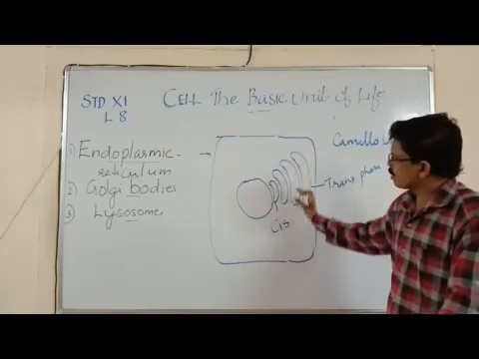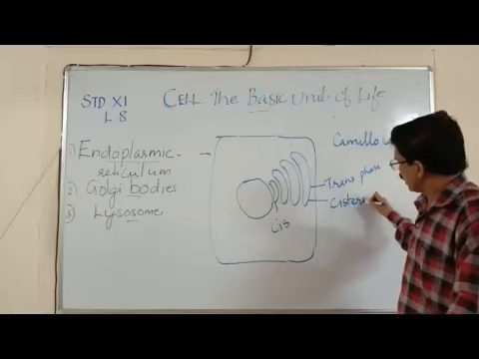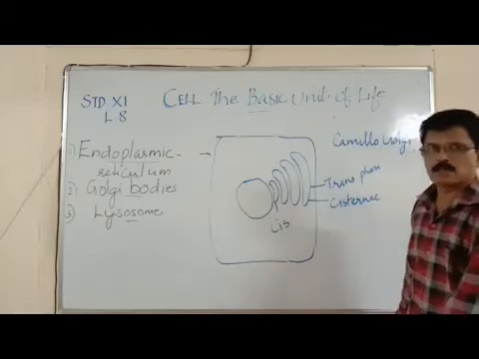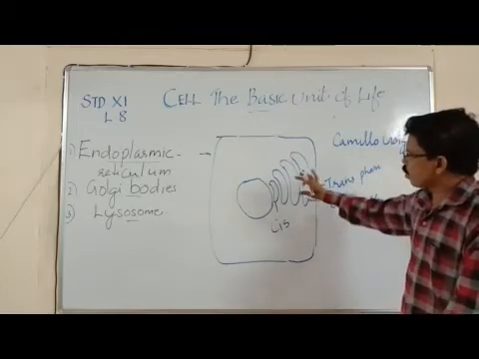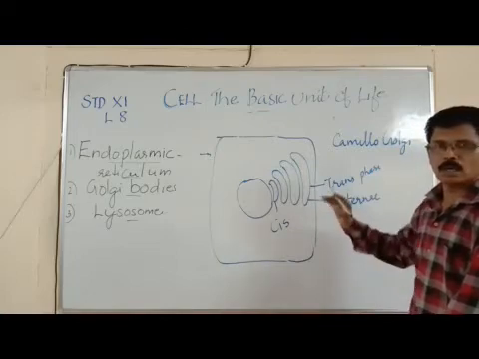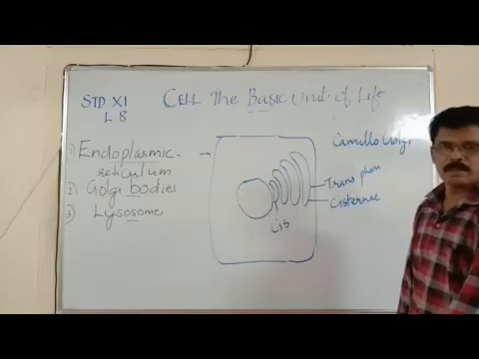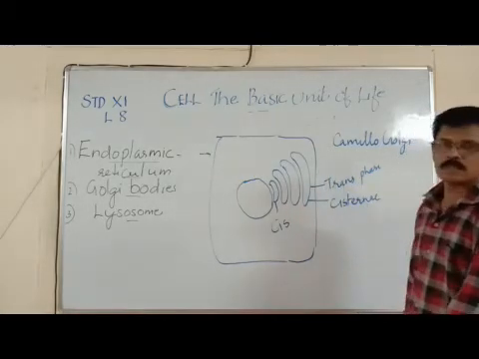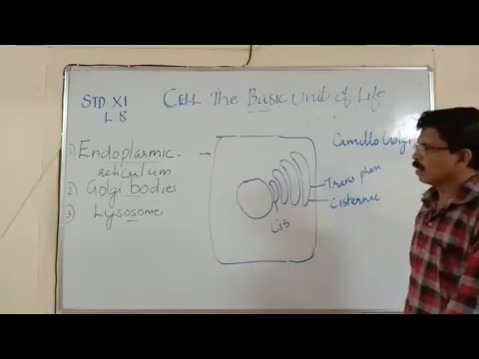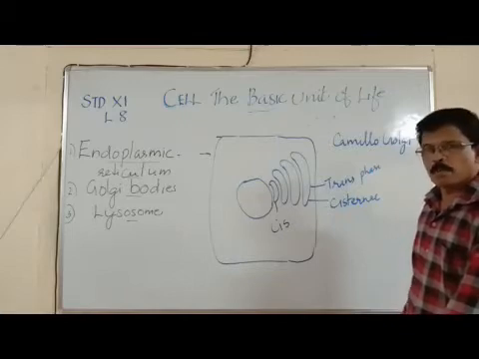Anyhow, they are flattened vesicles. We call them cisternae, C-I-S-T-E-R-N-A-E. What is the meaning of cisternae? Cisternae are flattened sac-like structures, and they are arranged almost in a concentric manner, concentric to the nucleus. Not straight, they are slightly bent, concentrically bent. So cis phase, trans phase. Now that's all about the structure of the Golgi bodies.